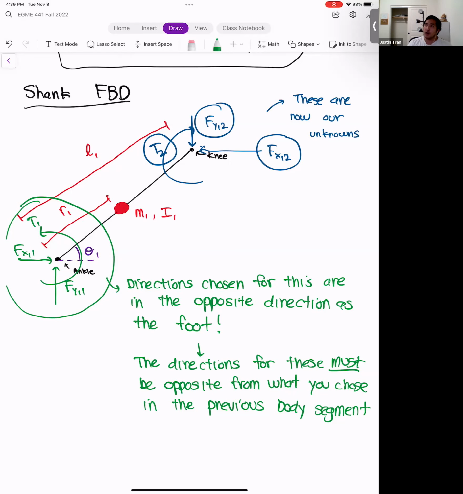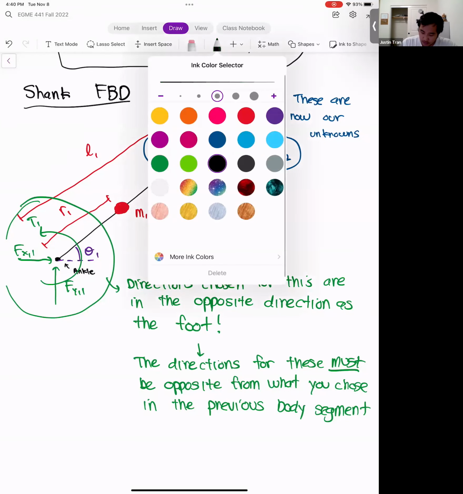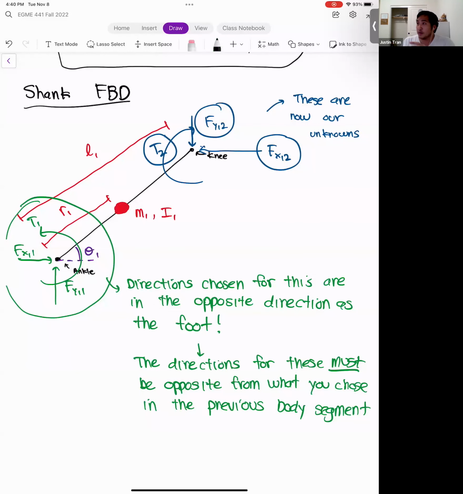These forces are essentially contact forces. So the force that the foot applies onto the shank is equal and opposite to the force that the shank applies onto the foot. Okay, that's where these come from. All right. Any questions on that? Does that make sense, why when we have the same forces on an adjacent segment, we choose the opposite direction?